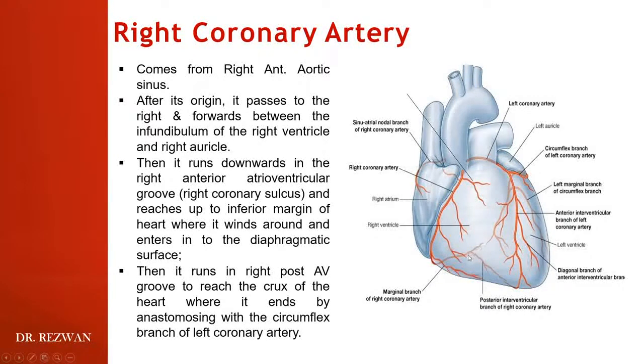But we can also see that before it ends, it is giving another branch, which is the posterior interventricular branch. So the right coronary artery is ending in the crux of the heart, and before it ends, it gives another branch called the posterior interventricular artery, that is going into the posterior interventricular groove.